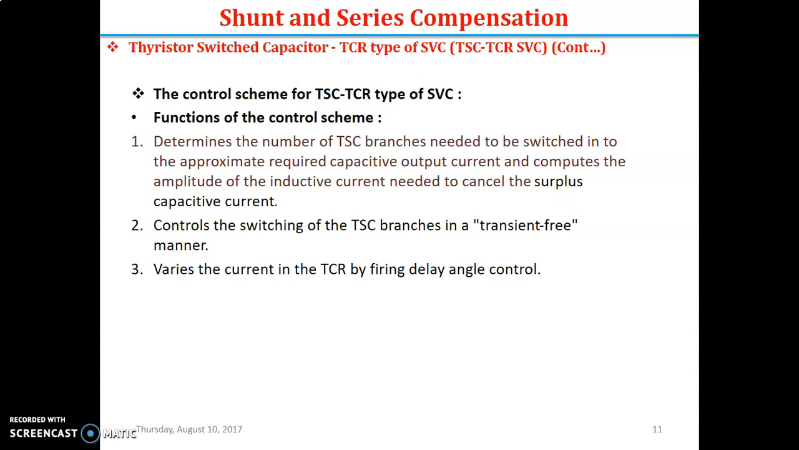The delay angle can be computed online by the processors, or there may be some program, so that for every degree of alpha it can have a particular current value.